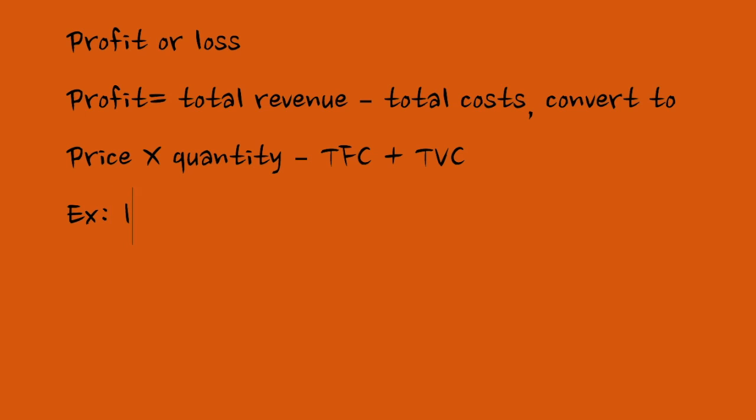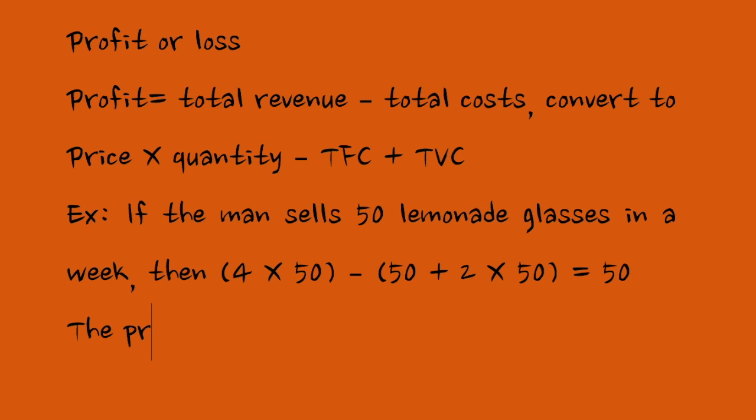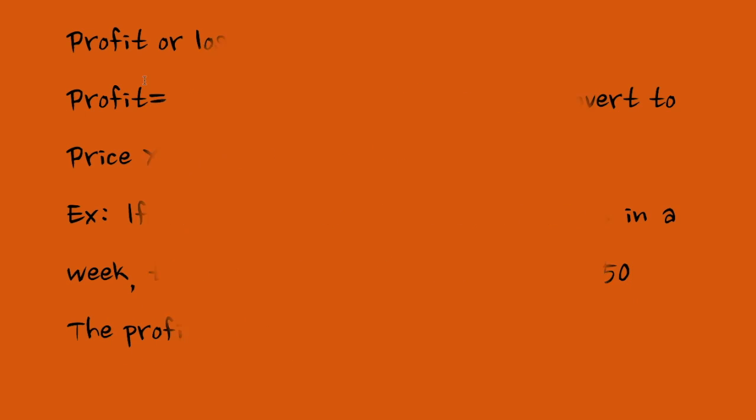For example, if the man sells 50 lemonade glasses in a week, then our formula would be 4 times 50, as it's $4 per glass and 50 glasses sold, minus 50, the total fixed cost for building the lemonade stand, plus 2 times 50, which is the variable cost for making each glass, times the 50 glasses sold. This would result in 50, and this would be the profit, $50.